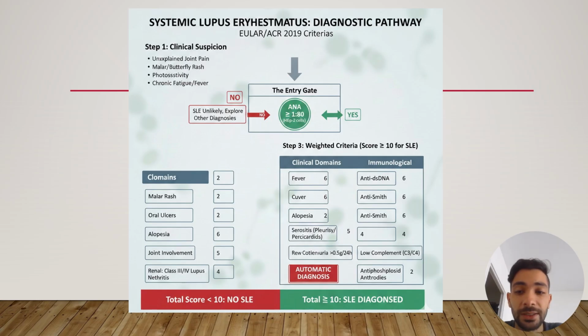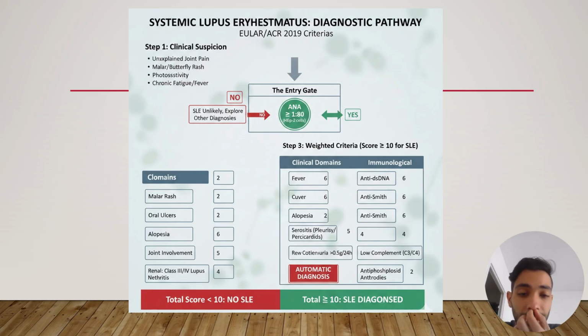The weighted scoring system. Once the entry gate is passed, we look at clinical and immunologic domains. Unlike older systems, these criteria are weighted; not every symptom is equal. On the clinical side, class 3 or 4 lupus nephritis are heavy hitters; biopsy-proven nephritis alone gives you 10 points. On the immunological side, we look for highly specific markers like anti-dsDNA or anti-Smith antibodies. We also check the complement levels C3 and C4. If they are low, it indicates the immune system is actively consuming its defenses.